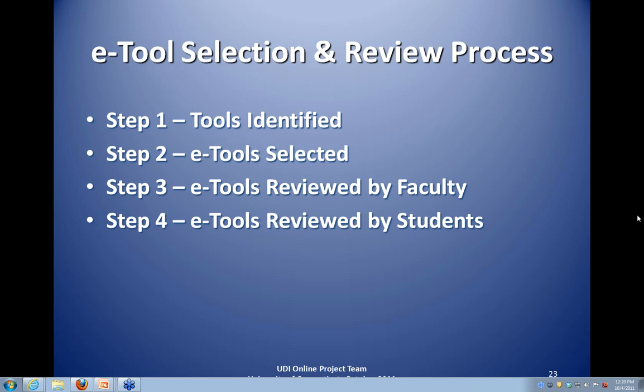So the faculty used at least 2 of those e-tools in their courses during each semester, and we also asked them to have their students review the e-tools by a criteria that I'll show you again in a moment.